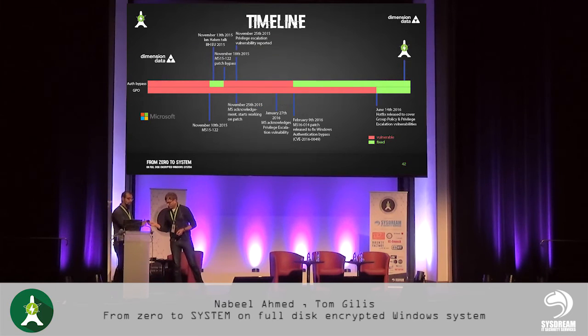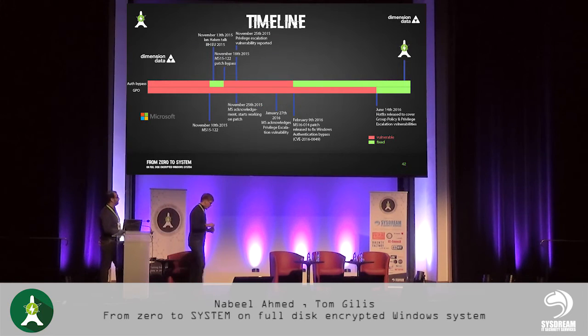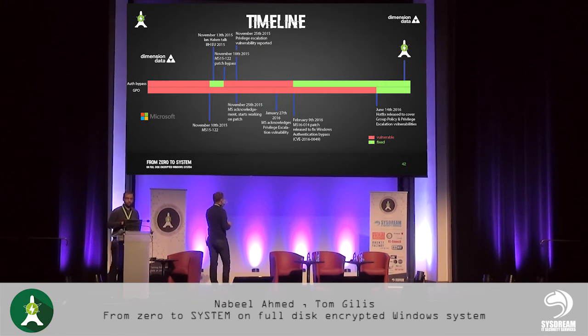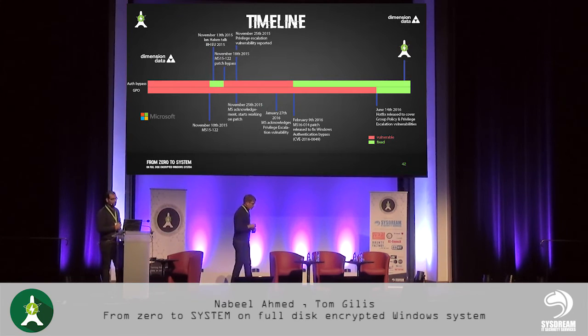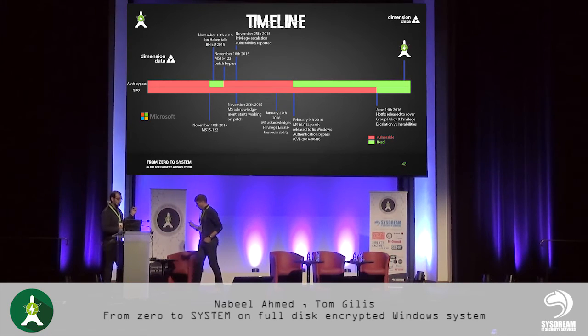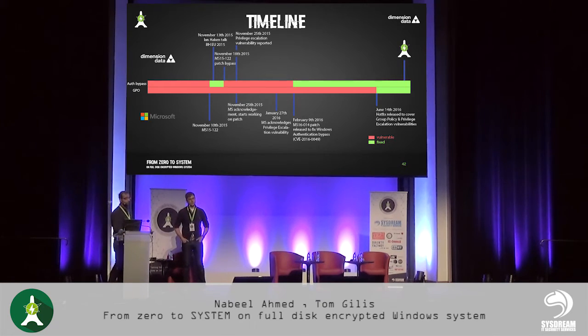So a little bit about the timeline. As you can see, there are two bars. The top one is the one with authentication bypass, and the lower one is GPO. The top one is also the one with the reactions we did. For example, we bypassed the patch on November 18th, and Microsoft responded on November 25th that they acknowledged the vulnerability.